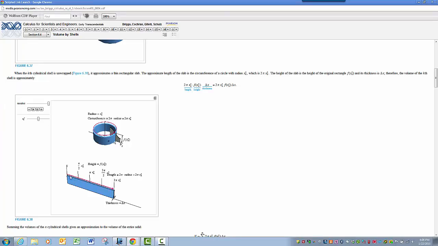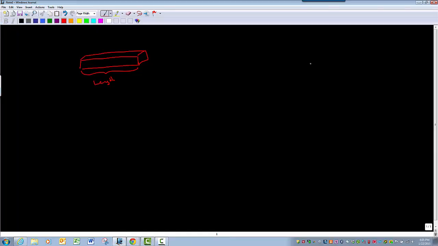The length of this piece, if I go back to the animation, is given by finding the circumference around here. So how do we get the circumference? Well, I've got that circle coming around, and it's an infinitely thin piece. We'll talk about that in a minute. But the circumference on the inside is going to be approximately the same as the circumference on the outside. So we're just going to take it to be one circumference around.